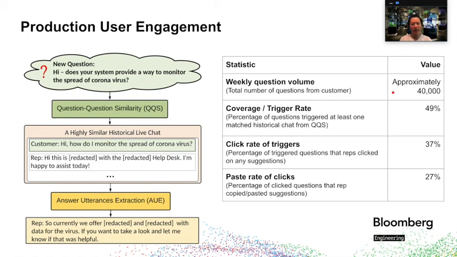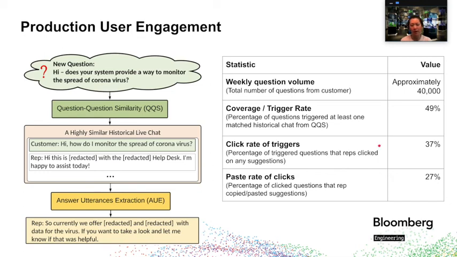We have about 40,000 questions per week, and for about half of them, the QQS will have a suggestion. This is called coverage or triggering rate. It is the percentage of questions that triggered at least one matching historical chat from QQS. This is to measure the overall impact of the system. And the click rate of triggers is the percentage of triggered questions where the rep clicks into any suggestions. This is trying to measure the performance of the QQS algorithm.